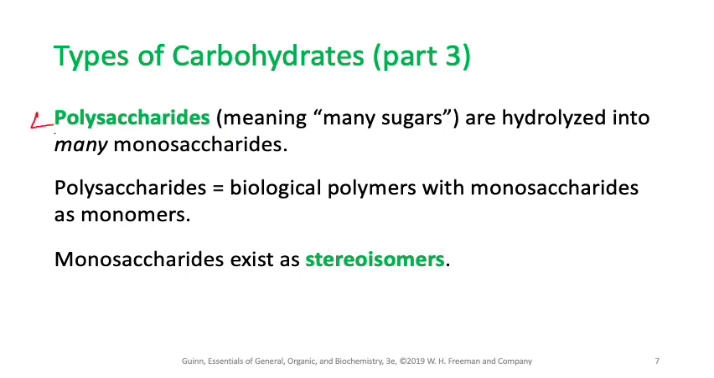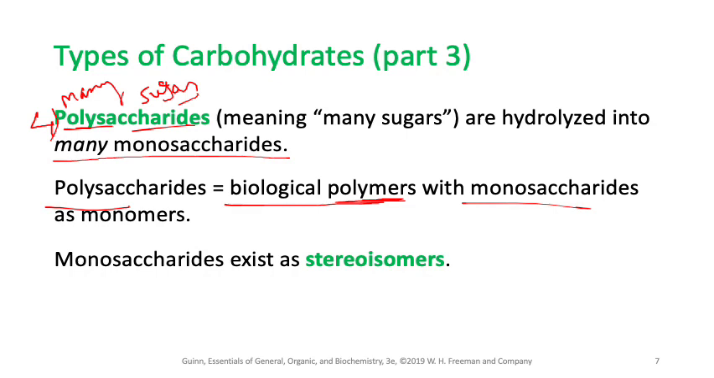The 4th type of carbohydrate is a polysaccharide. Poly means many, saccharide means sugar. So whenever you hydrolyze a polysaccharide, you will get many monosaccharides, like 20 or 30, depending on how many monosaccharides were used to make that polysaccharide. So it's multiple. It can be 20, it can be 100. Polysaccharides are biological polymers with monosaccharides as monomers.